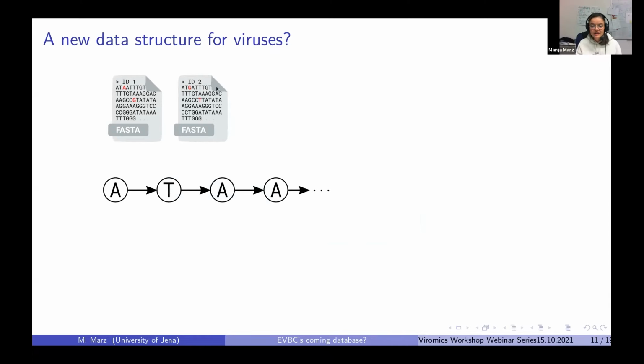And you connect it like that. And now if you have a second virus which just differs in one nucleotide, then you may just tell the graph, okay, after A and T, you can also go for G and then back to the genome as it was already. And you see already that in terms of storage, this is way smaller.